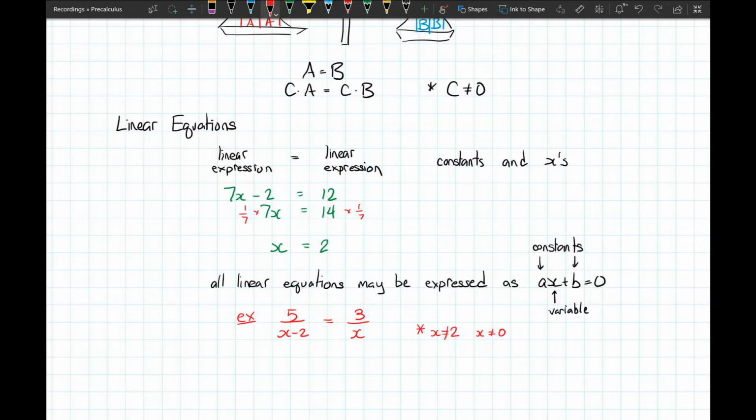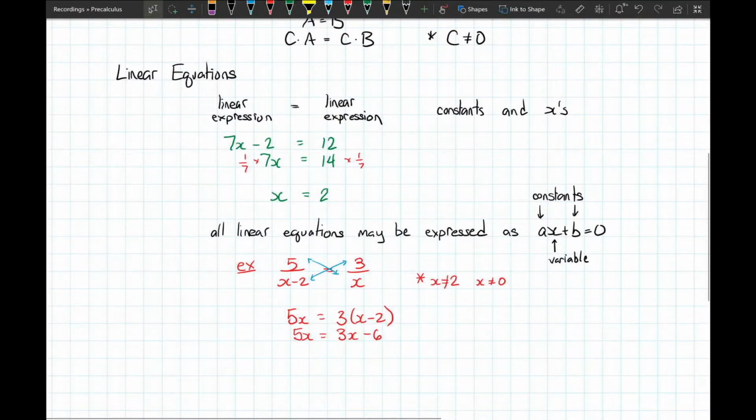It's not of the form ax plus b equals 0. So, how do you solve this? To make this actually look linear, we can cross multiply. When you have two rational expressions equal to each other, we can cross multiply, and that leaves you with 5 times x equal to 3 times x minus 2. And now it starts to look a little bit more linear. 5x equals 3x minus 6.